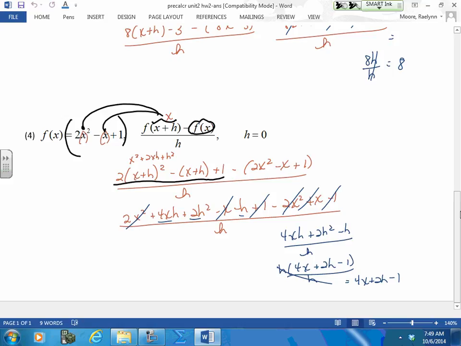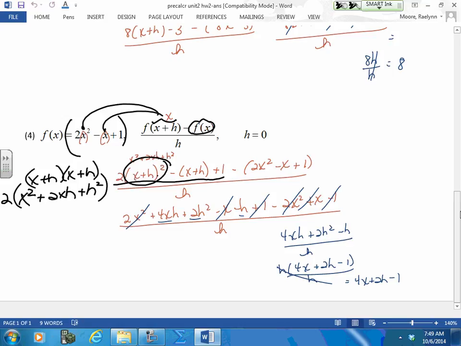Yes? For when you had to do 2 times x plus h squared, did you have to do the x plus h squared first and then multiply the 2? Yeah. Order of operations says parentheses, exponents. So this, unfortunately, is a product of 2 binomials. You have to distribute this out, FOIL this out, and then multiply it by 2. Yep.